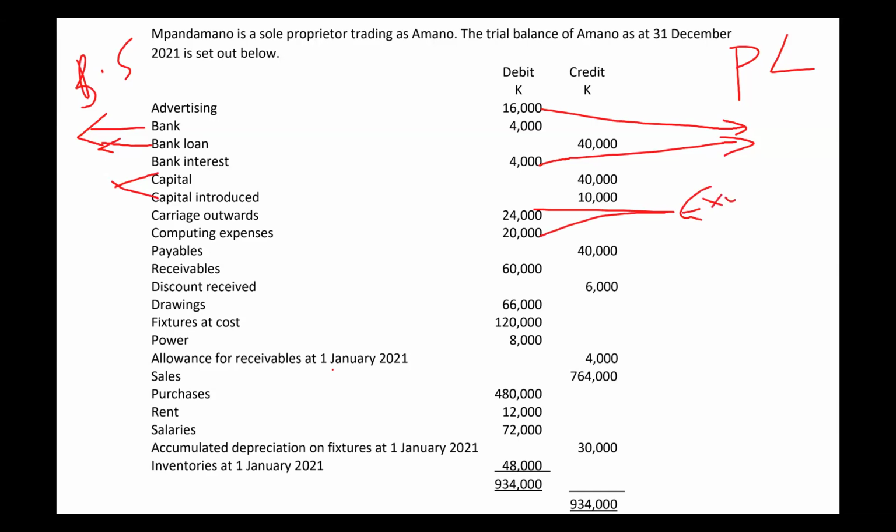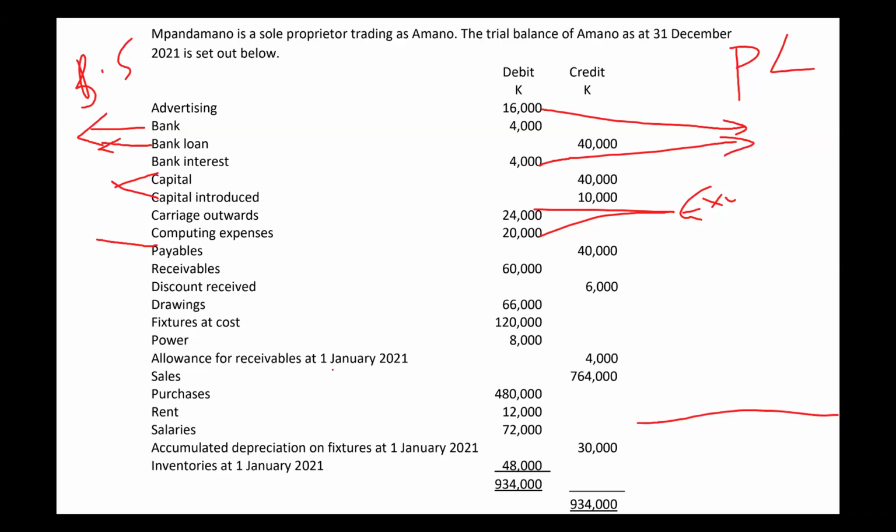What about payables and receivables? The payables and receivables. Hello? The payables go to the balance sheet and it's an expense. Okay, any correction to that? Yes, it goes to the balance sheet as a current liability. As a current liability.